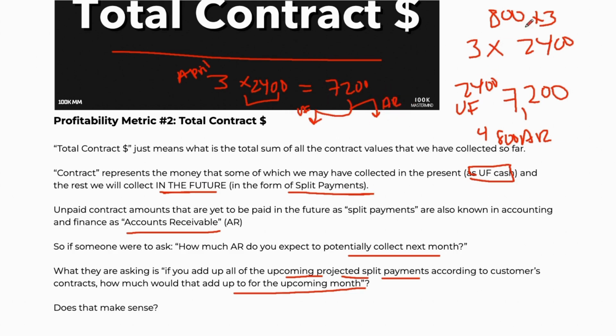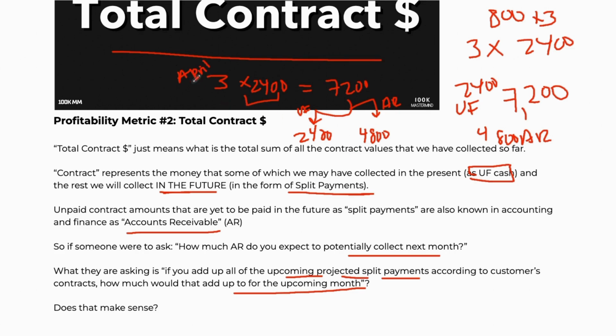Upfront is going to be, what was that, 8 times 3, that was going to be $2,400 over here, okay? So I have $2,400 in upfront cash, and then I have $4,800 in remainder split payments that I'm going to collect from those customers in the upcoming months, right?